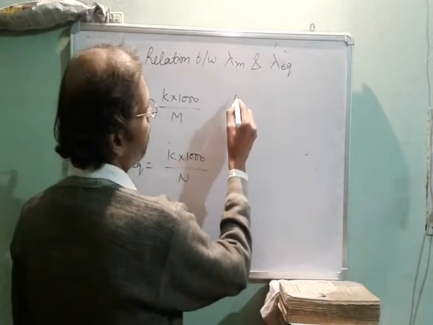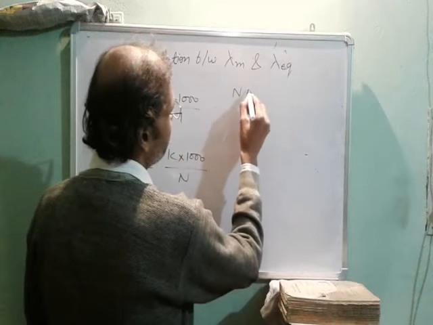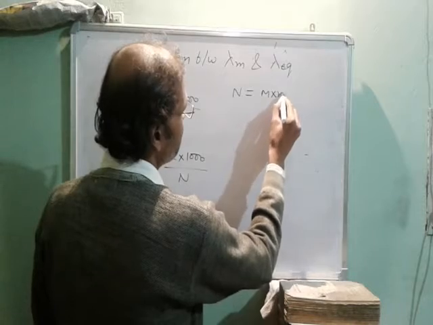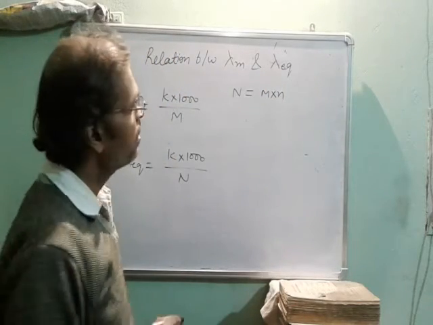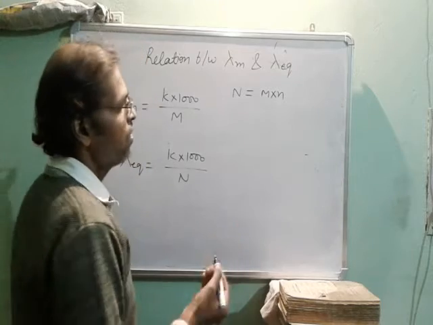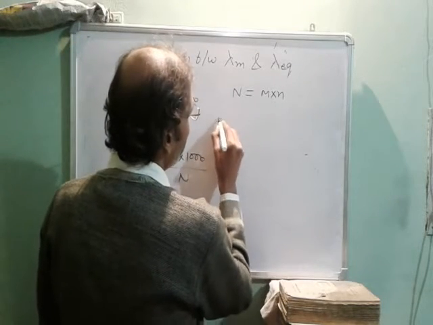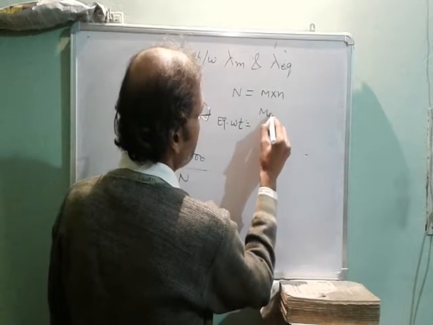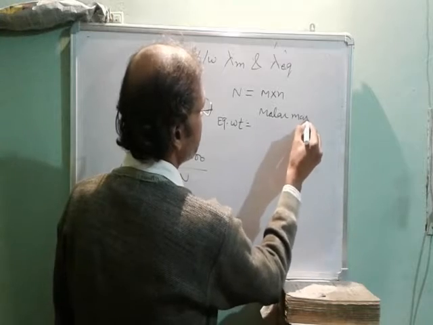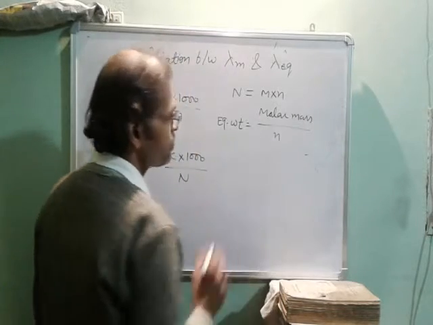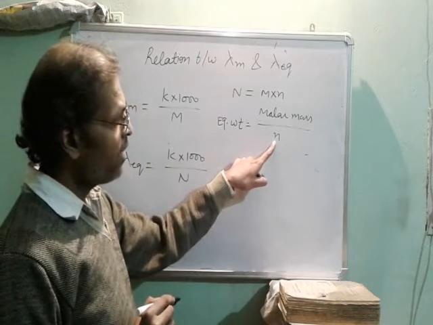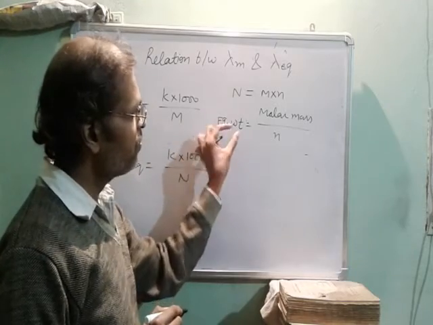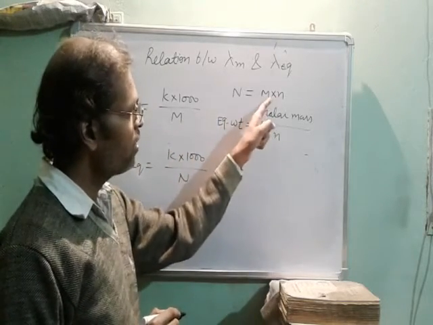In the topic of solution, you must have studied the relation between normality and molarity: N is equal to M into n. This is the relation between normality and molarity. You generally studied that equivalent weight is equal to molar mass by n. This n establishes the relation between equivalent weight and molar mass, and normality and molarity.